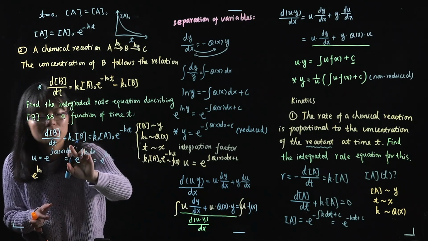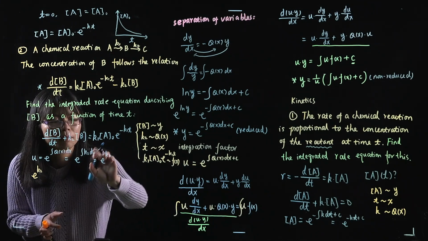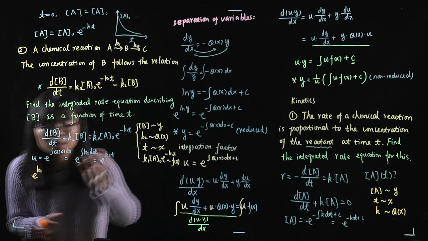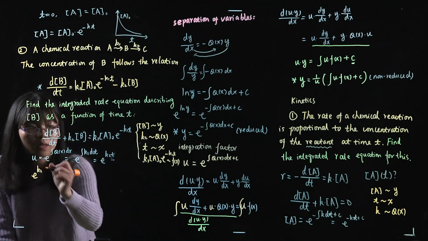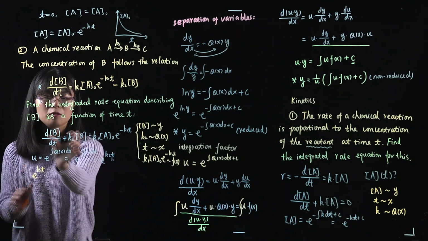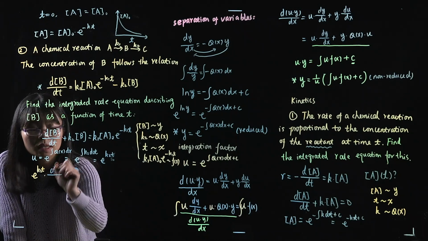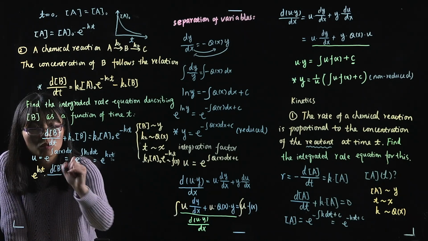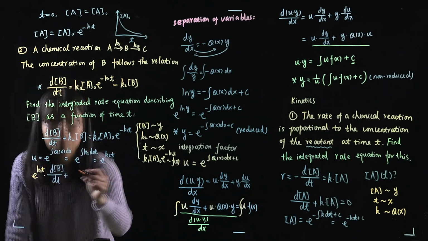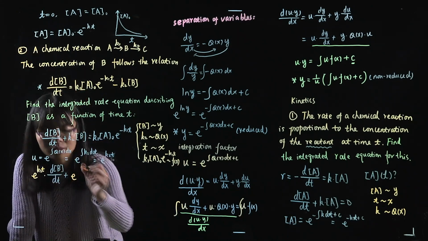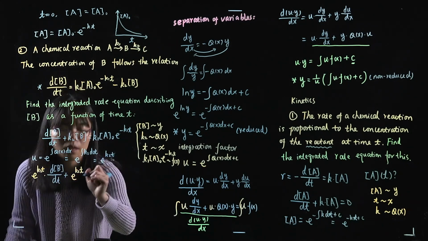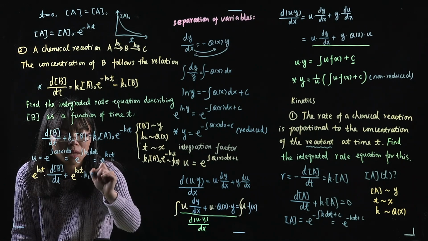It should be t here. It's the new variable, K2 times t, e to the K2 t times my function dB over dt, plus the second term multiplied by the integration factor e to the K2t times K2 times b.